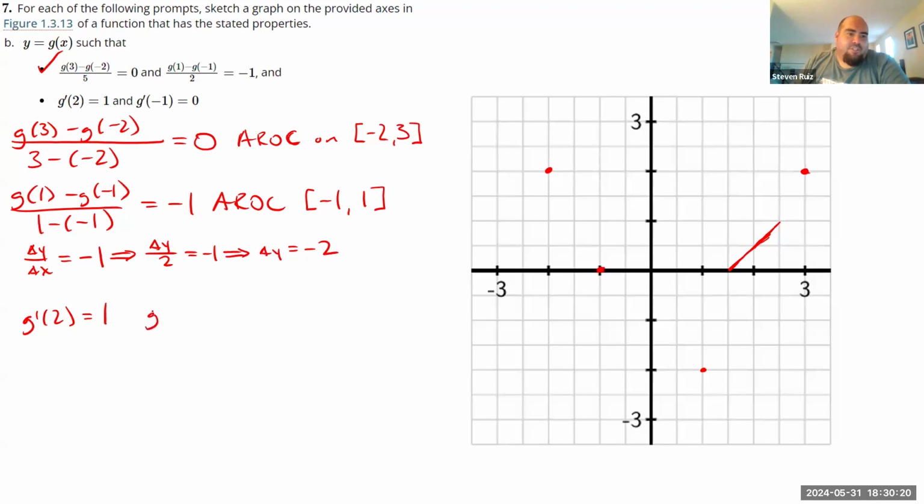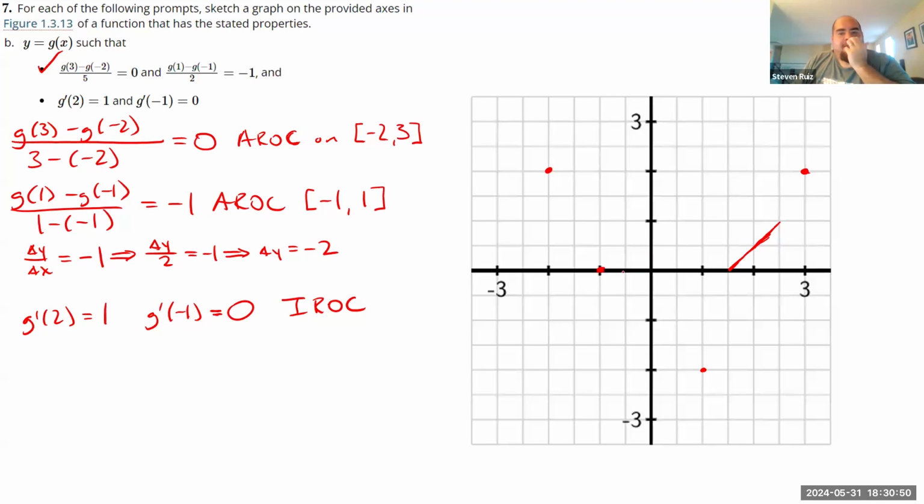And then we can also do g prime of -1 equals 0. We just talked about what a slope of 0 means. We talked about it with the first bullet, when we talked about an average rate of change being 0. This is referring to the IROC, or instantaneous rate of change. The instantaneous rate of change equals 0. That means the slope of the tangent line is 0. And just like with the average rate of change, a slope of 0 means that we have a horizontal line.